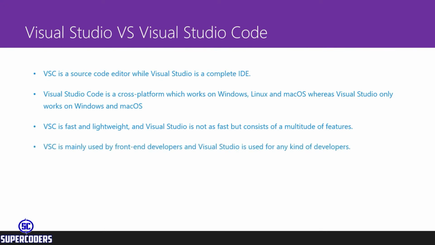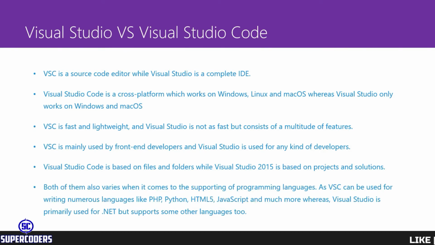Visual Studio Code is useful for front-end developers, like HTML, CSS, JavaScript, making web pages. And Visual Studio is useful for any type of development, like web development, mobile development, game development, anything. We can use Visual Studio. Visual Studio Code is file-based and folder-based, whereas Visual Studio is useful for projects or solutions. Both software have different usage.